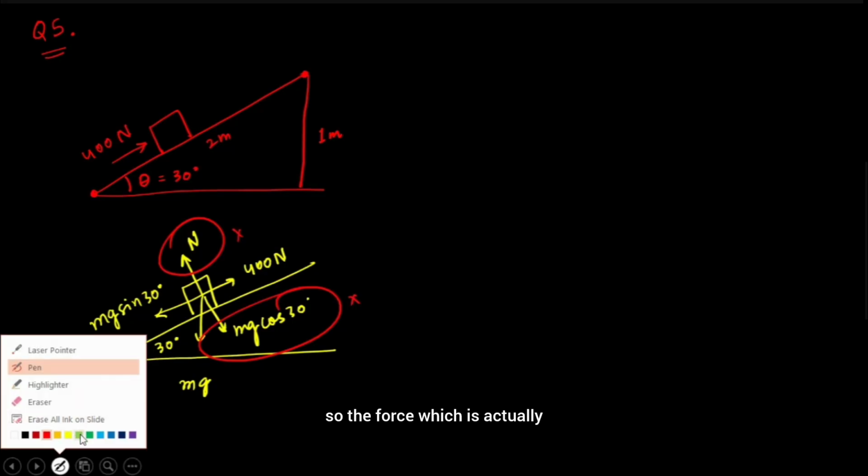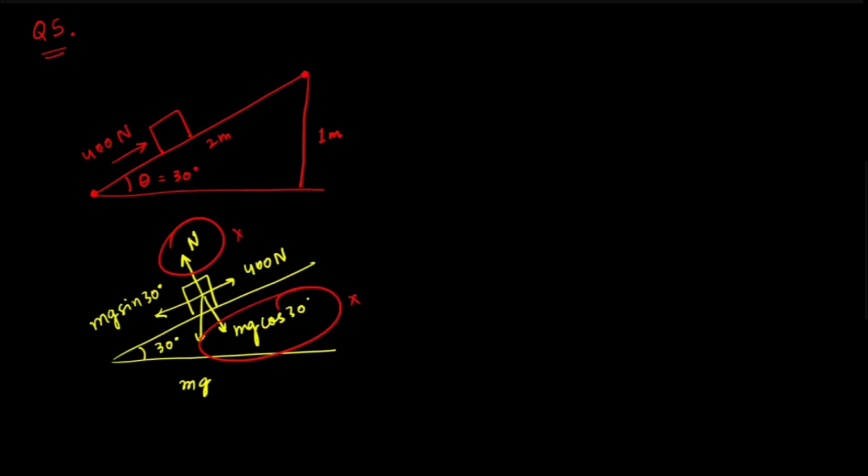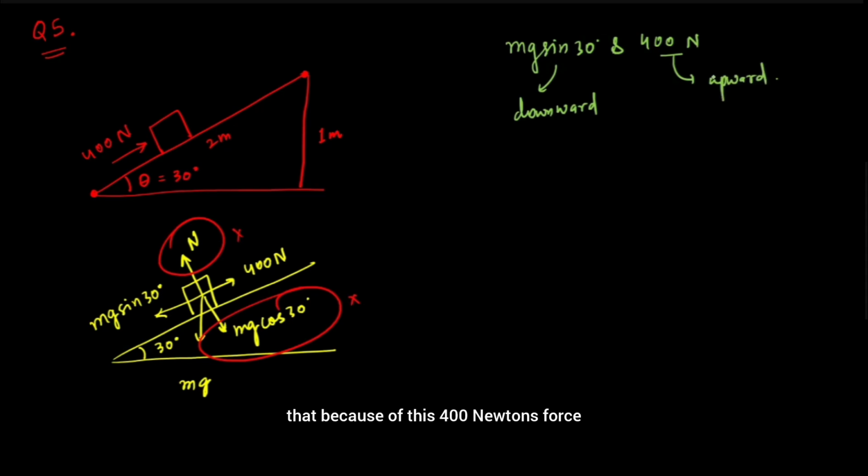So the force which is actually taking place here is mg sine 30 in downward direction and 400 newtons in upward direction. So this is acting in downward direction, it is acting in upward direction. The question says that because of this 400 newtons force, the object moves with constant velocity.